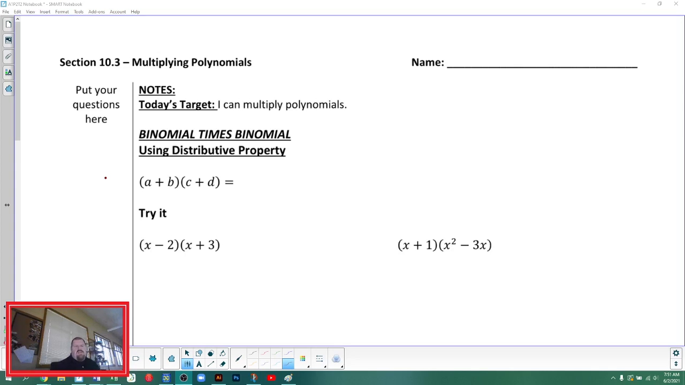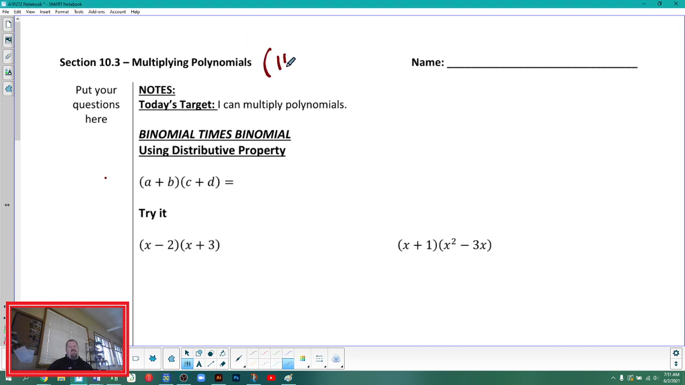Hello and welcome to the section 10.3 lecture today for multiplying polynomials. This is kind of multiplying polynomials part 2. We did talk about multiplying polynomials yesterday, and yesterday we kind of focused on a monomial times some other type of polynomial. So having like one term times a lot of terms, and a lot of times that was distributive property. I guess every time that was distributive property.